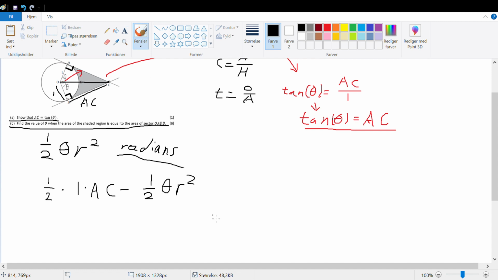Now here is the thing. What is our radius for the sector? Why, it's just 1. So I'm going to remove this r, and I'm going to fill in a 1 instead. Multiplied by 1, multiplied by 1. And then we think to ourselves, why don't we just use this theta here?